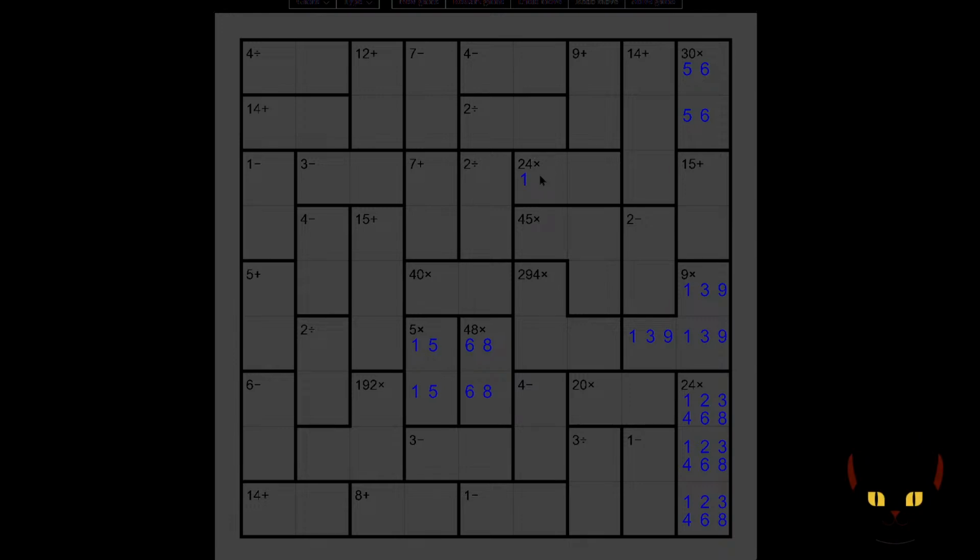So 24 is 1, 2, 3, and 4, 6. But you can't have 1 because that requires a 24. 2 because that requires... So it's either 3, 8, or 4, 6.